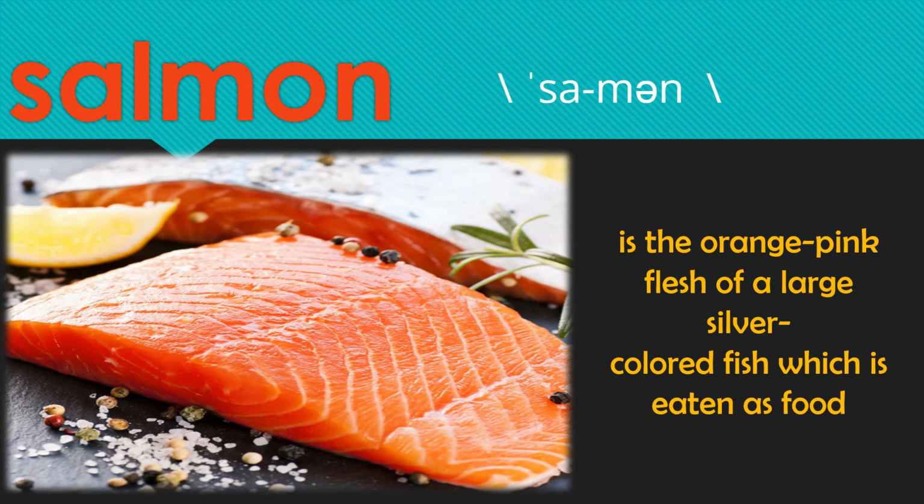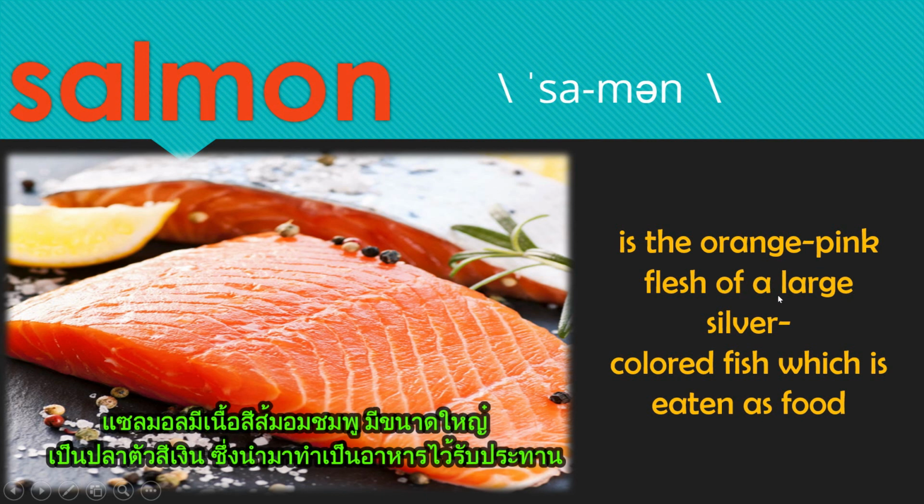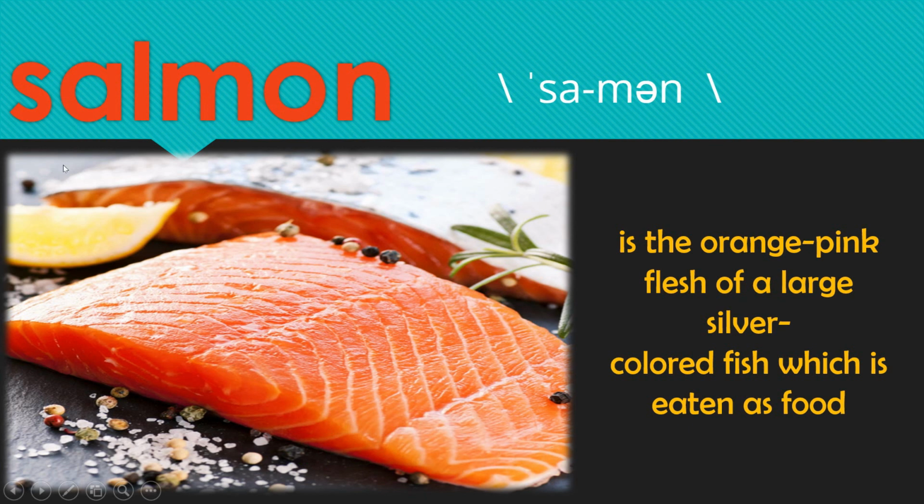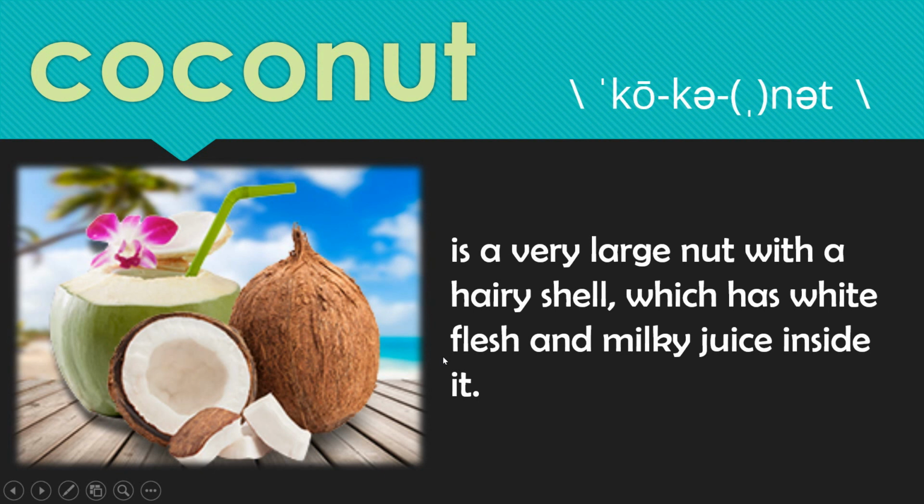Okay, so let's say number 1. What is number 1? Number 1 is salmon. Everybody say salmon. Alright, so this is salmon. And here beside I write also how to say it. Salmon is the orange-pink flesh of a large silver-colored fish, which is eaten as food. So this is a salmon. Everybody say salmon. Spell the word salmon. S-A-L-M-O-N. Salmon.